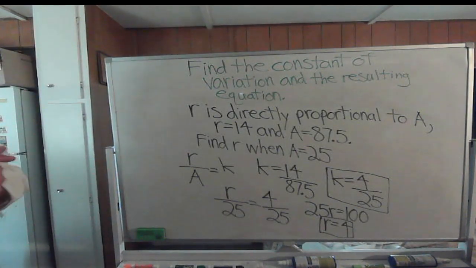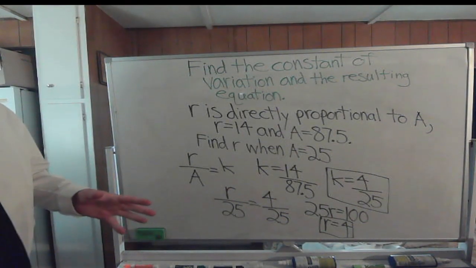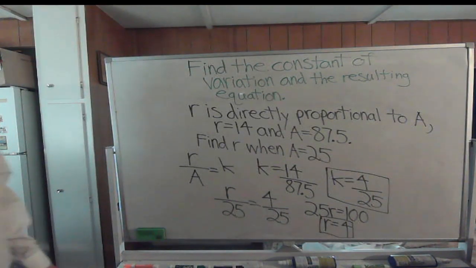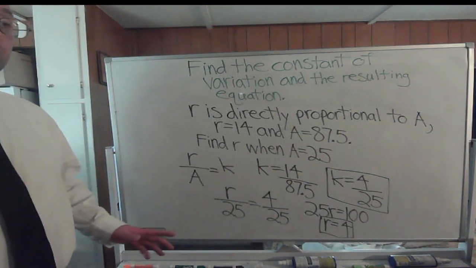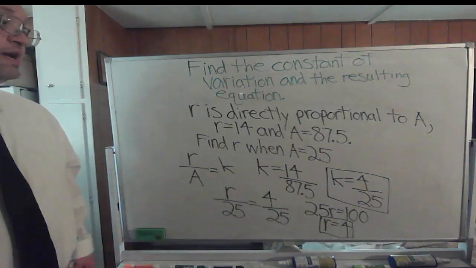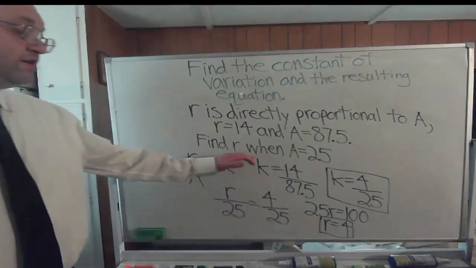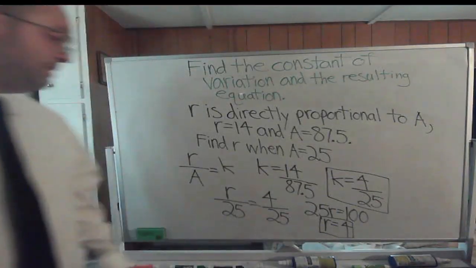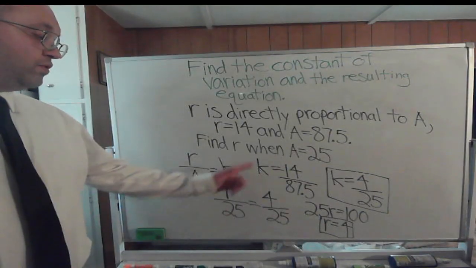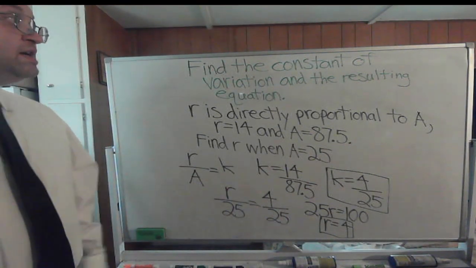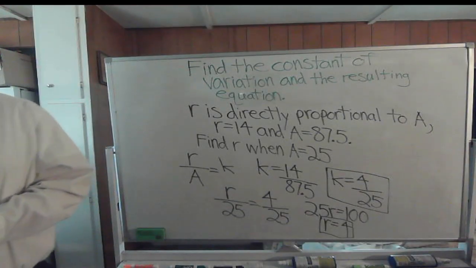But in either case, first find your constant of variation, and then next thing you want to do is find the new equation that's involved when you have your constant of variation. And then if you have a problem like find r when a equals 25, you'll do the third step and do just that. You'll solve for the r when you plug in the assigned values like we just did. So that's it for direct variation.